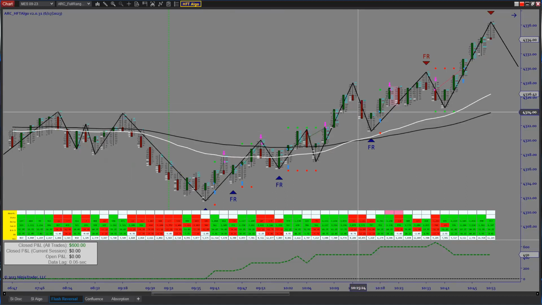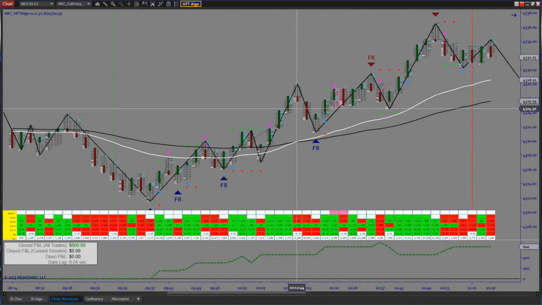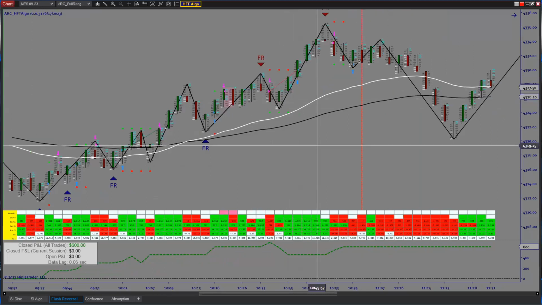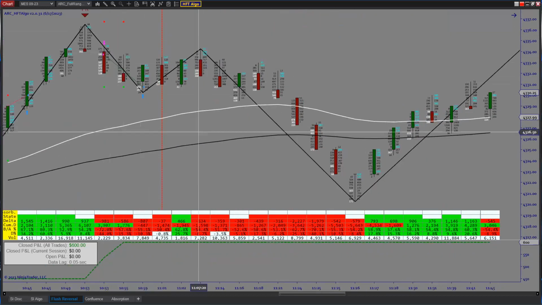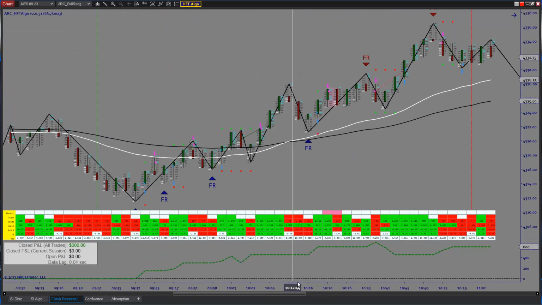Which way is your market going? EMAs are up. Market structure's up. We're putting in higher highs. Should you be trying to trade short? Probably not. So you probably shouldn't take this short either, even though it's a winner. Probably shouldn't be trading that one. So that is the flush reversal.